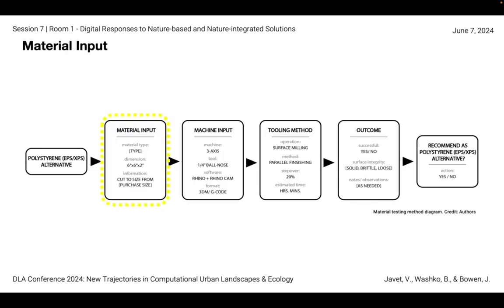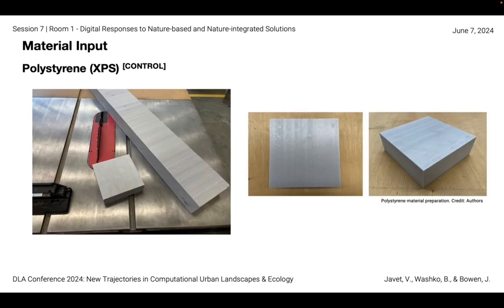For material input, each testing material was cut to a consistent 6-inch by 6-inch by 2-inch tile, and these parameters were selected as a reflection of a standard educational size of polystyrene currently used at the fabrication lab at the University of Washington's College of Built Environments. Polystyrene, in this case XPS, was used as our experiment control.